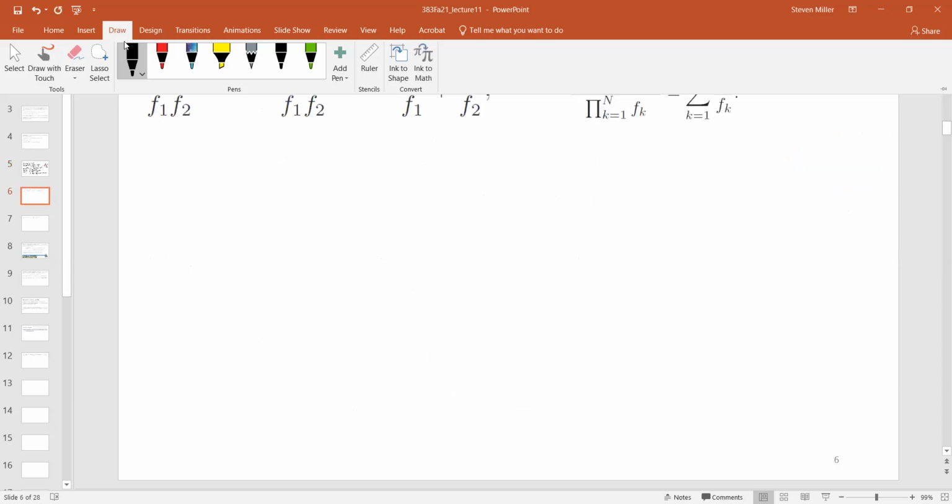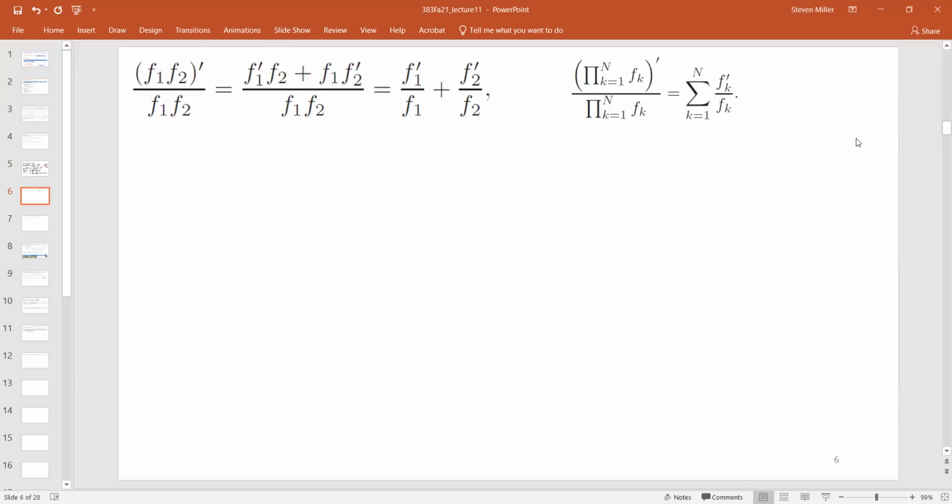So how do we generalize the logarithm? Okay, so let's think back. If I take a product and I take the derivative and divide it by the original, what do I get? Well, the derivative of f1 f2 is f1 prime f2 plus f1 f2 prime. When I divide by f1 f2, I get f1 prime over f1 plus f2 prime over f2. This is the same if I had instead 3 functions; by induction, it would just be the sum of fk prime over fk. Why am I doing something like this?